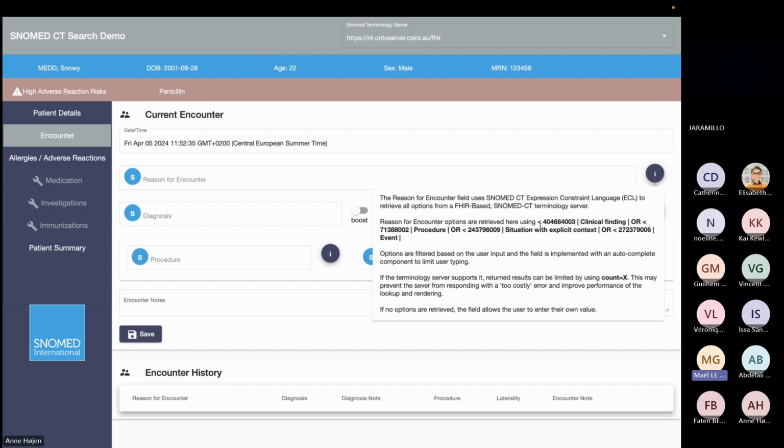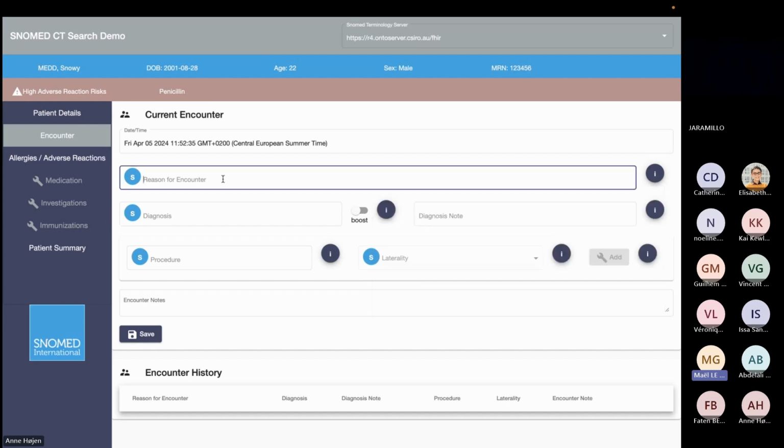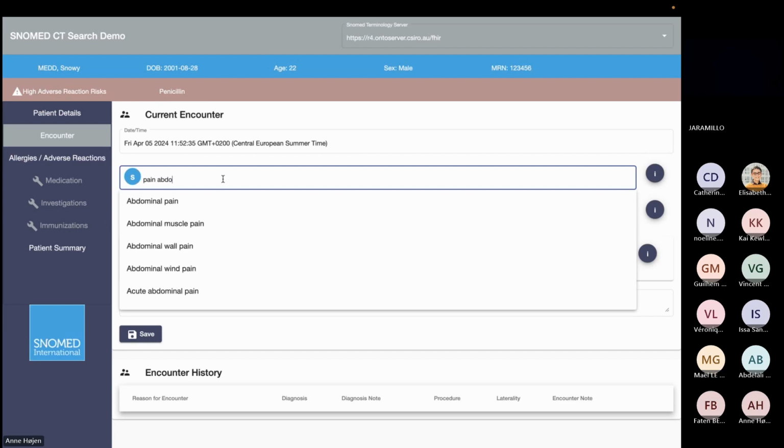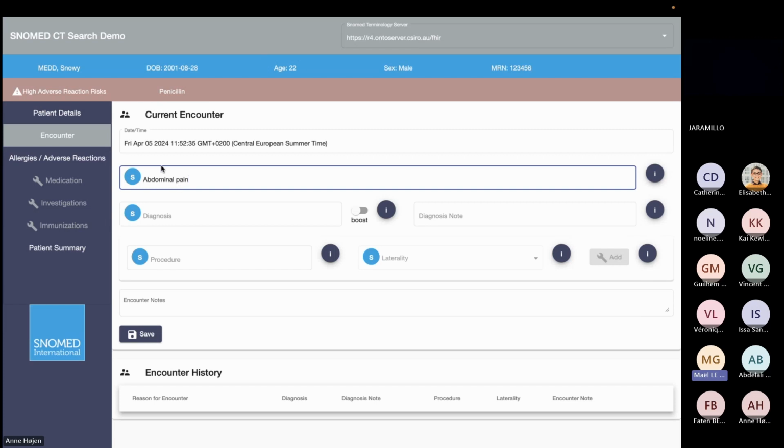So in this field, it has a very large value set. You can search across all procedures, findings, situations, and events. So maybe this patient came in because the patient has a pain in the abdomen. And you can see I just start to type and I do just a substring. So I don't have to type in anything. I just start to type and then the system will show me the results and I will select the one that matches, in this case, abdominal pain.